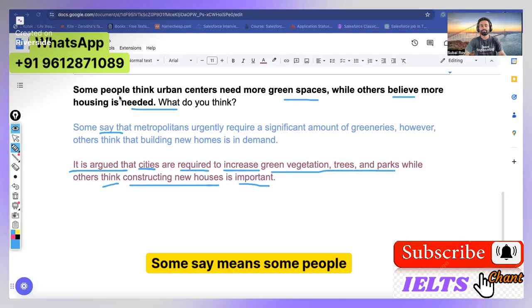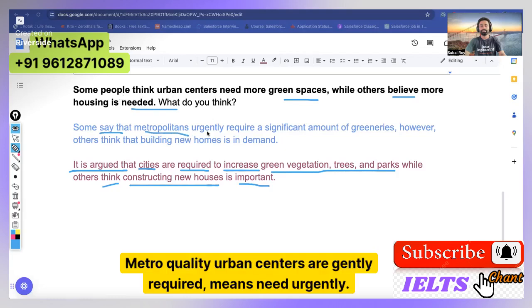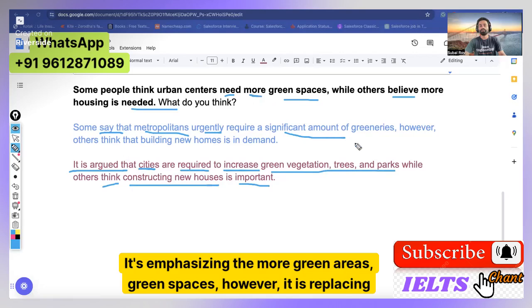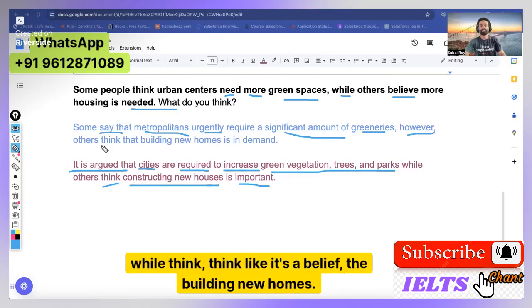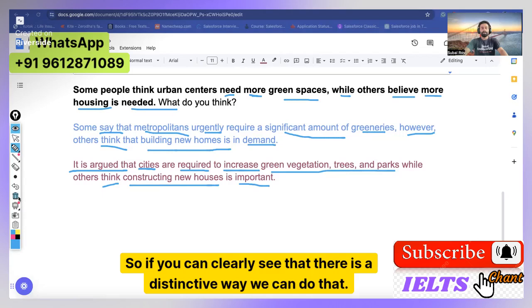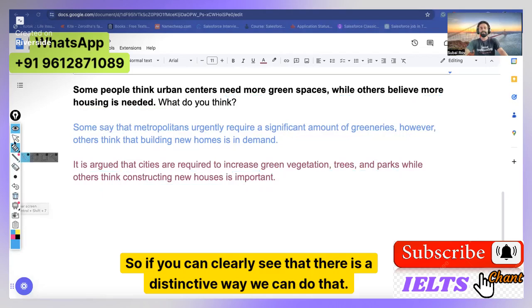Some say means some people, metropolitans, urban centers, urgently required, that means need. Urgently, it's an adverb, emphasizing the need more. Greeneries, green spaces, however, is replacing while. Think is like believe. The building new homes, that means it's explaining that more housing is needed. So you can clearly see that there is a distinctive way we can do that.